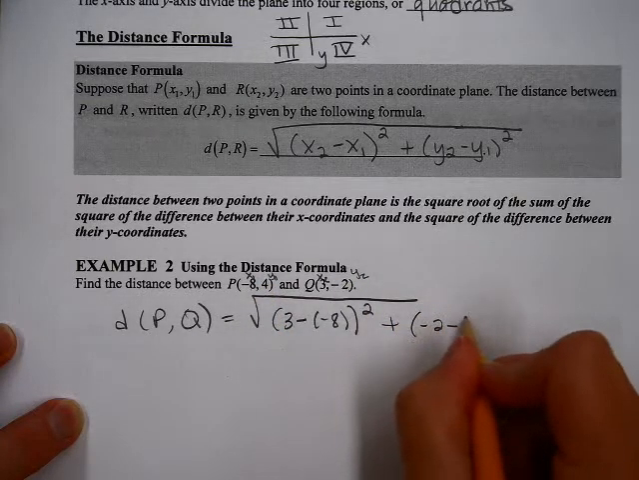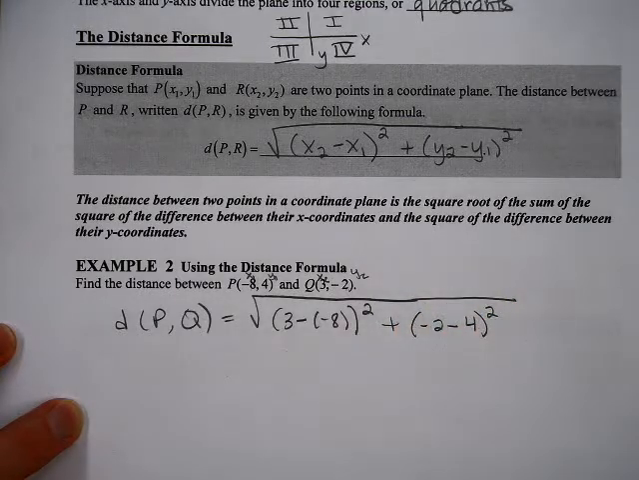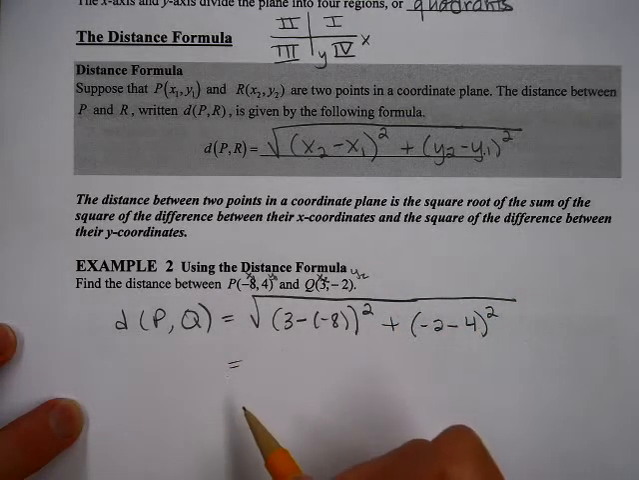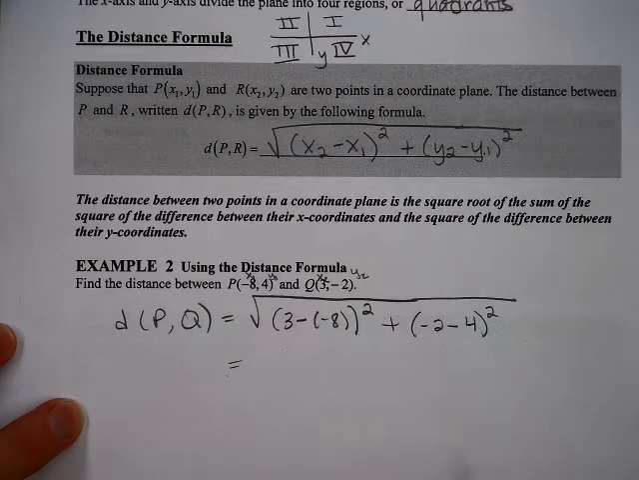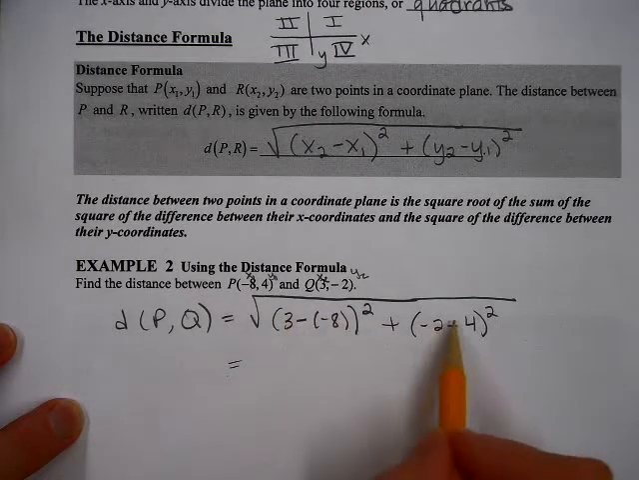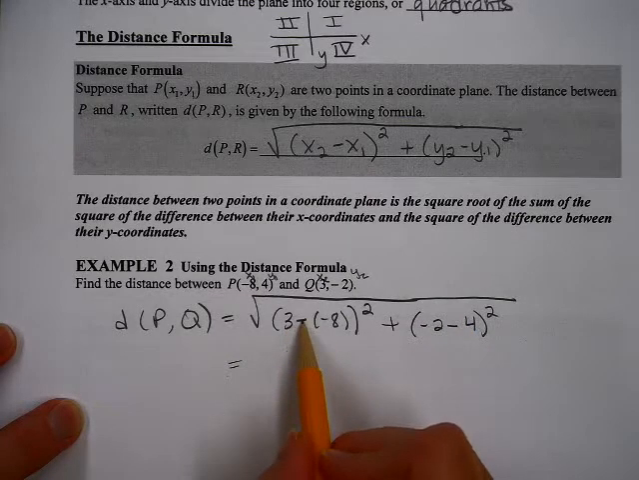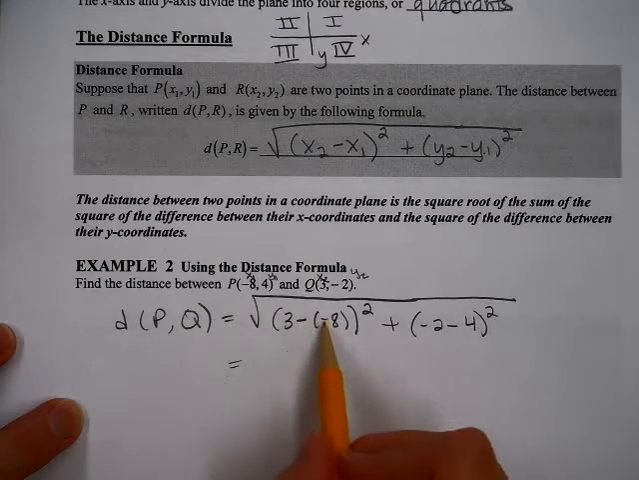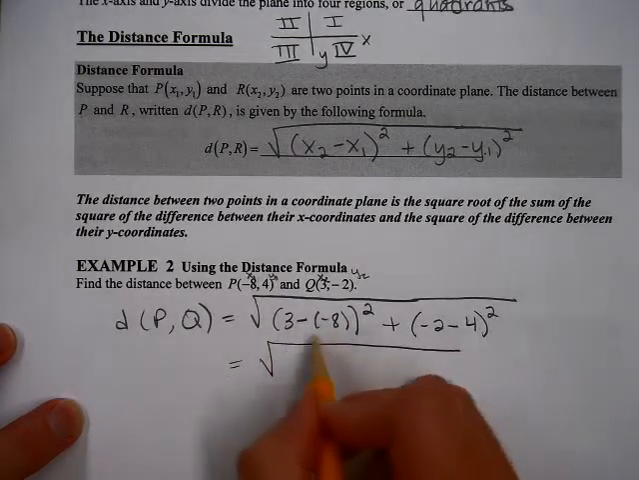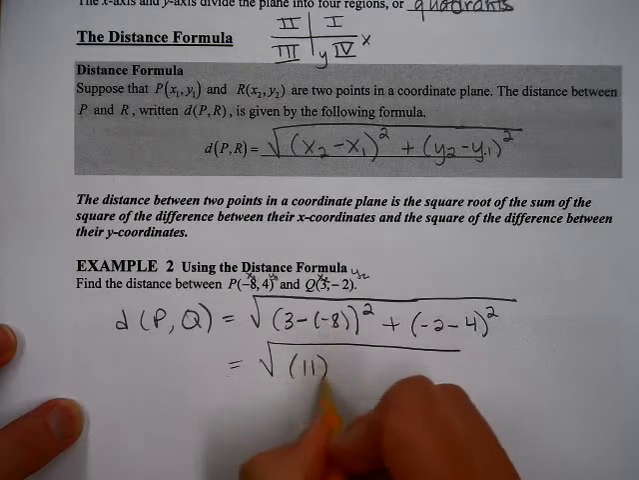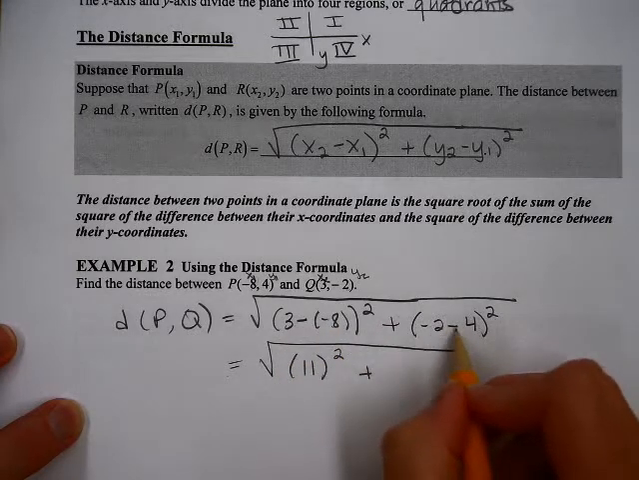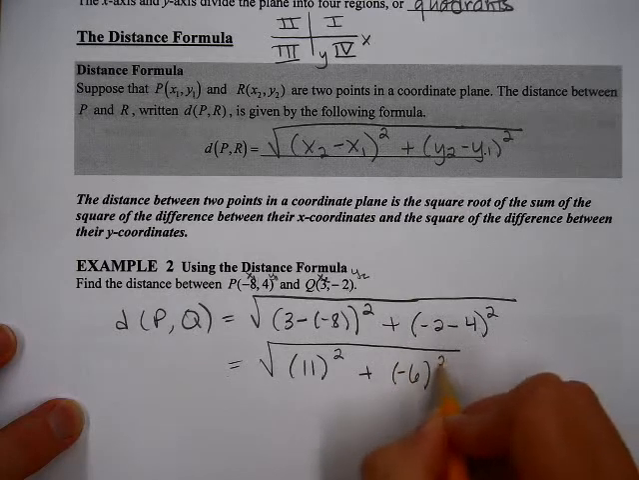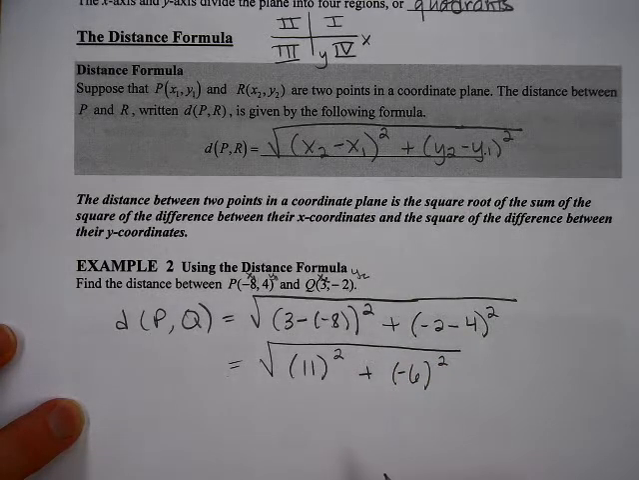y2 minus y1 squared. Now remember your order of operations. Please excuse my dear Aunt Sally. P is for parentheses, so we need to do what's inside the parentheses first. 3 minus a negative 8 becomes 3 plus 8. So we have the square root of 3 plus 8, which is 11 squared, plus negative 2 minus 4, which is negative 6 squared. Now the next thing in the order of operations is E, exponents, so we need to do the exponents next. The square root is going to be the last thing that we do.